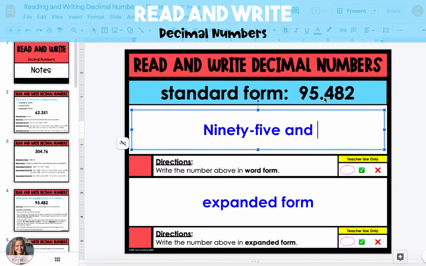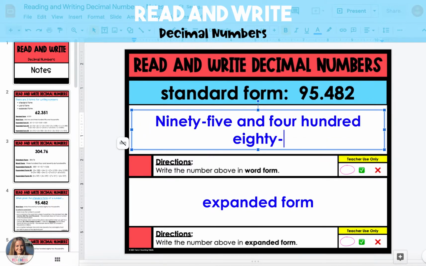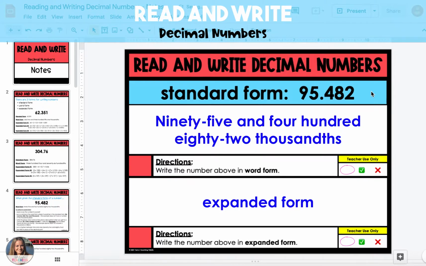Finally, we'll look at the decimal numbers, and we're going to say them as if they're just a regular whole number. So looking at it, we're going to say the number 482, and we're going to write 480-2. Then look at the last decimal digit in the number, which is the 2 in the thousandths place, and whatever place value that digit is in, we're going to add that name to the end of our word form. So we have 95 and 482 thousandths.